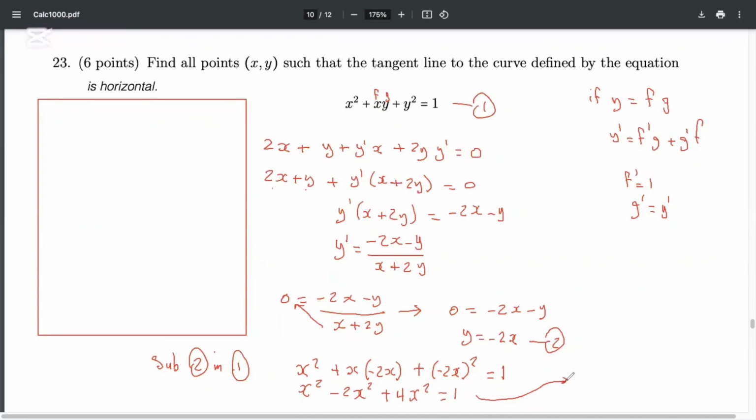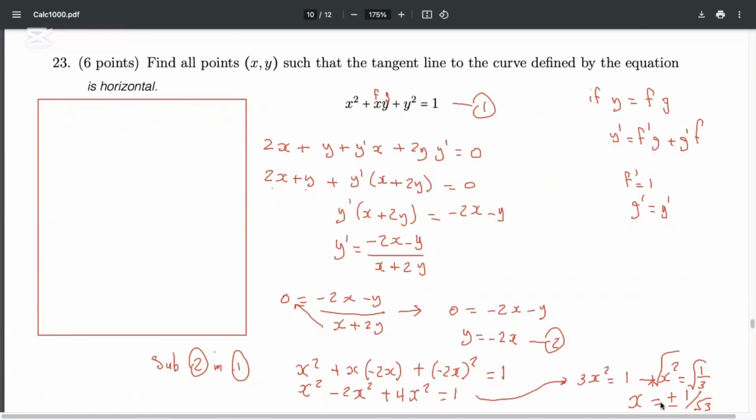And I'm just going to go x squared minus 2x squared, that's minus 1x squared, and that's going to be plus 4x squared. So I'm going to have 3x squared equals 1. And therefore, x squared equals 1 over 3, and x will equal the square root of both sides, plus or minus the square root of 1, which is 1, and the square root of 3 is just going to be square root of 3.